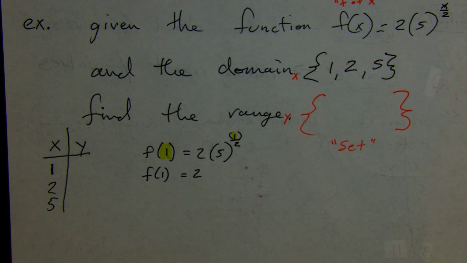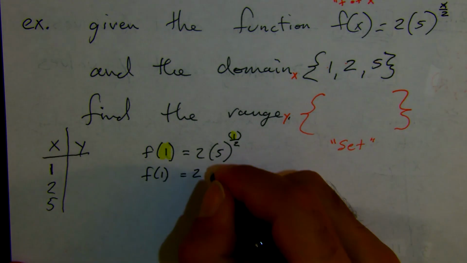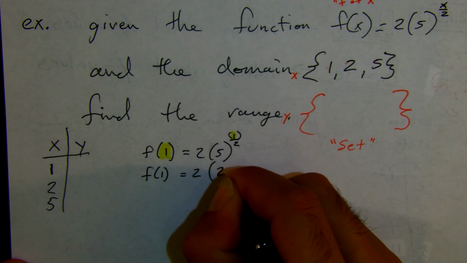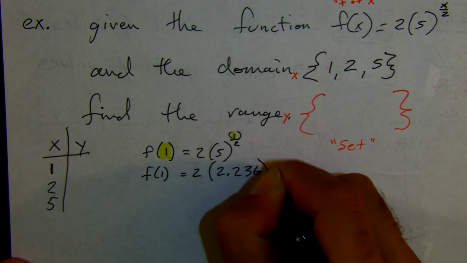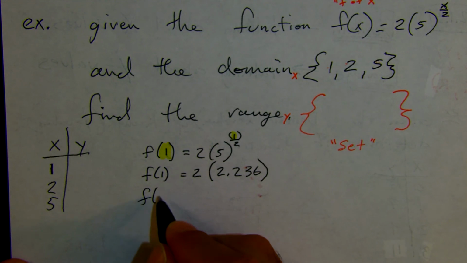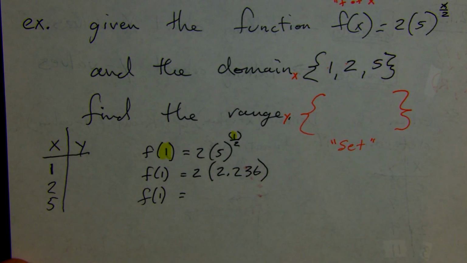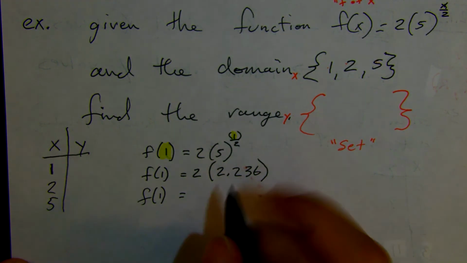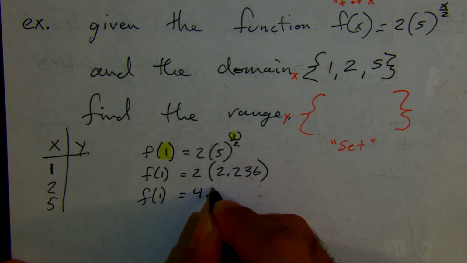Not even close. Why was I thinking that? 0.7? Nah, I just wasn't even close. All right, well, that happens. 2.236. I'll keep a few digits just to keep it accurate.